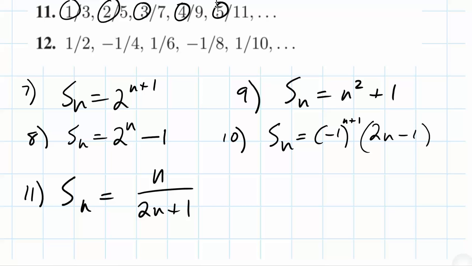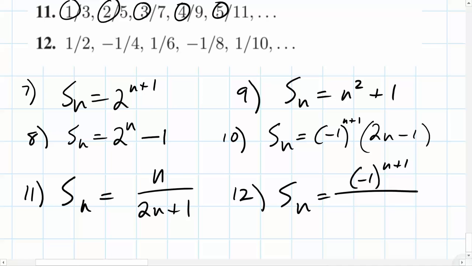What's the numerator doing? Flipping sign. So Sn is going to be -1 to the n plus 1. And then you have 2, 4, 6, 8, 10. Those are just what? Even numbers.